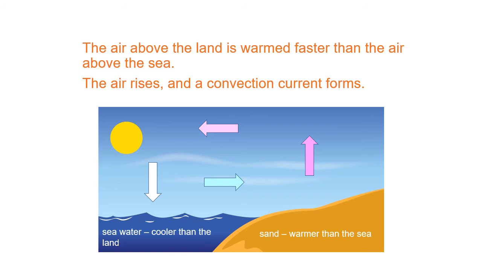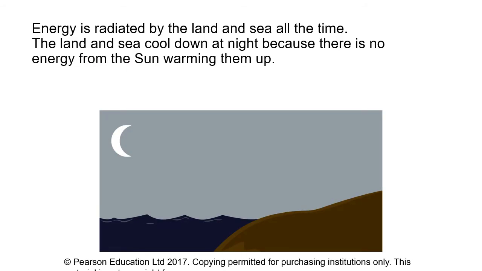The air rises and a convection current forms. So as the air above the sand rises, air is drawn in from the sea to replace it. Warm air in the sea then drops to replace that, and the warm air from the land is taken out to sea, so we get a convection current.